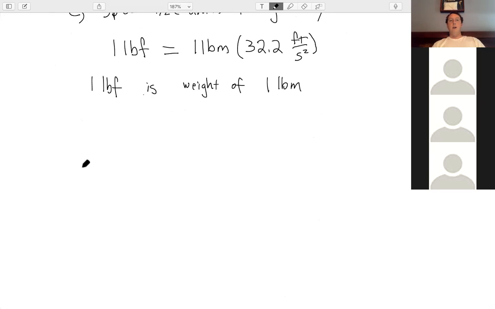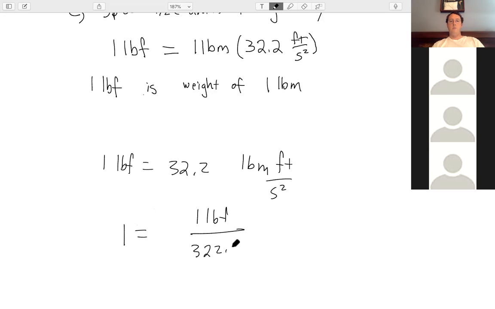In fact, you can turn it around and say, just rewrite this. You can say 1 lbf is 32.2 lbm, pound mass, feet per second squared. Or another way that's useful is, you can set up unit ratios just to say 1 equals 1 lbf over 32.2 lbm feet per second squared. Okay, so I'm just doing kind of physics 1 unit conversions here, but it's important to know where they come from.